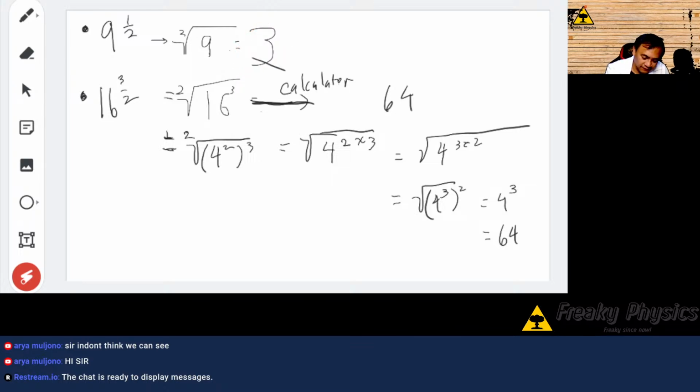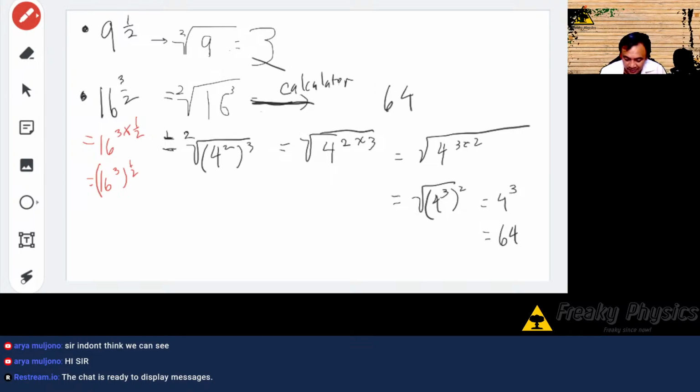Now, if you have 16 cubed, then you take the square root. This happens because this is equal to 16 cubed times 1 half, right? 3 times 1 half, and you can rewrite that as 16 cubed raised to 1 half. So that's how we got that. Now, if you put that in the calculator, you get 64 right away.